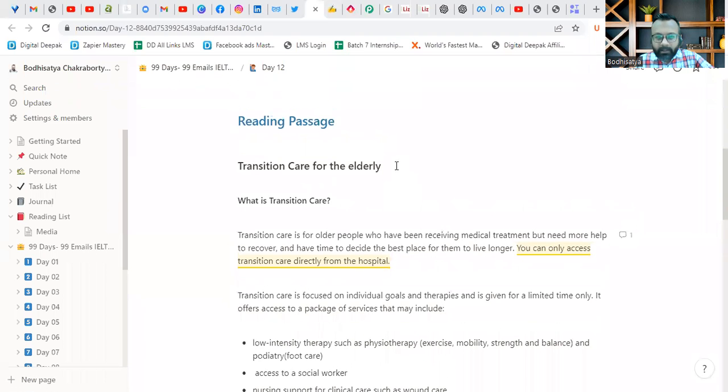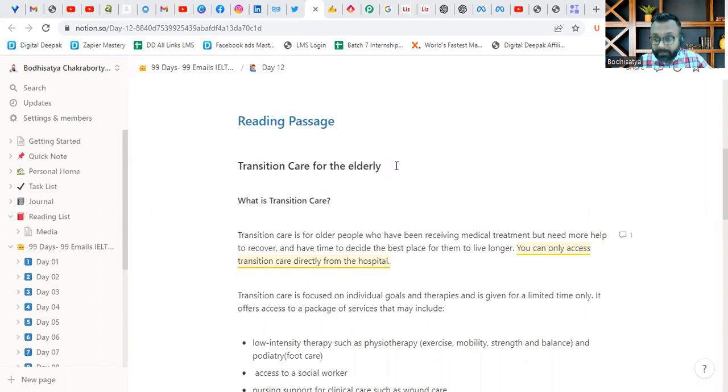Okay, let me go ahead and share the screen with you so that it becomes easier to understand. Just give me one moment. I've already sent the questions and the passage to you over email on day 12 of the course. We are just going to have a look at it quickly so that we understand what we are talking about. The passage is about transition care for the elderly.